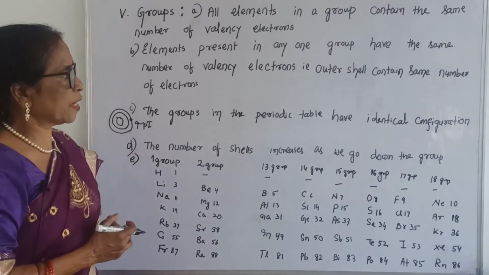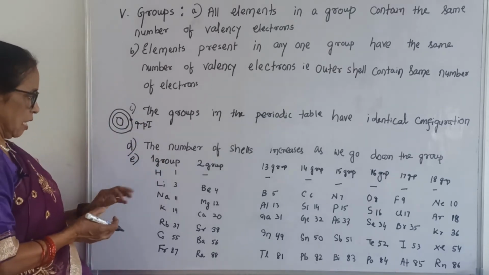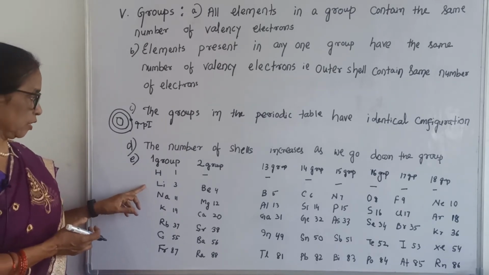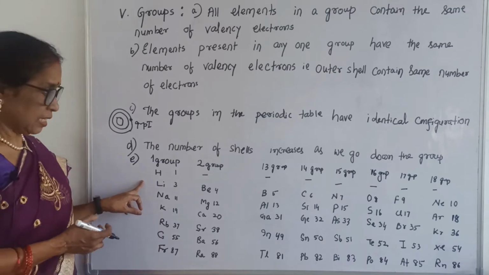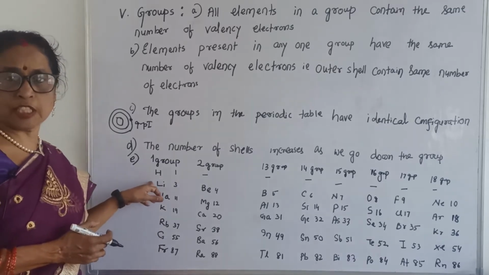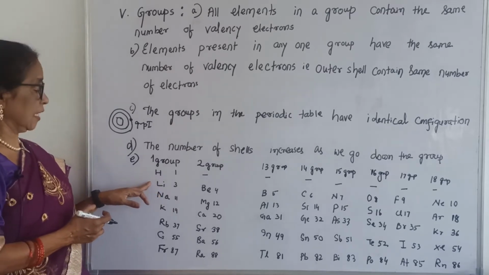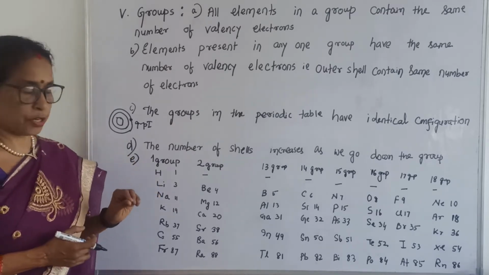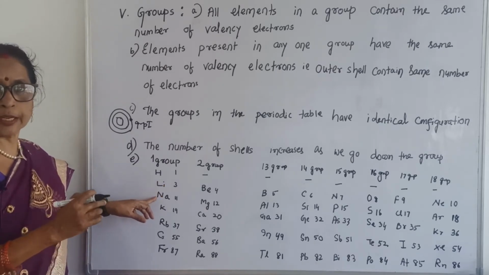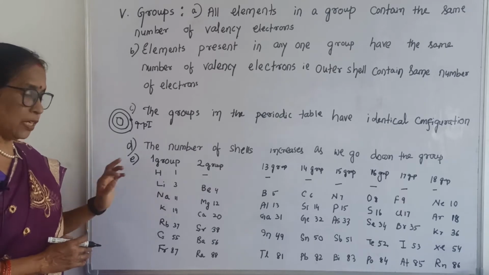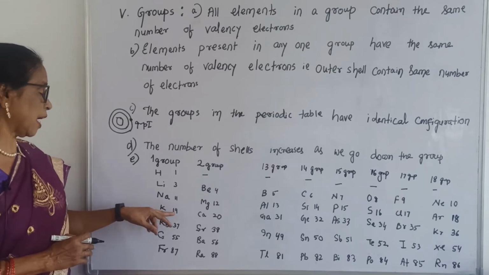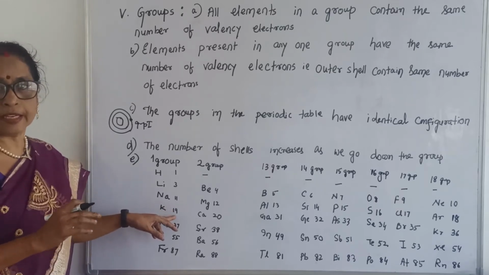The groups in the periodic table have identical configuration. When you see the configuration, at that time you will know how the configuration is the same. That means hydrogen 1, lithium 2, 1. When you go to higher class you will see 1s2, 2s1 like this. But SPDF is not required in 10th class. Lithium 2, 1 and sodium 2, 8, 1. See, the outer shell contains only 1 electron. Potassium 19, that is 2, 8, 8, 1.